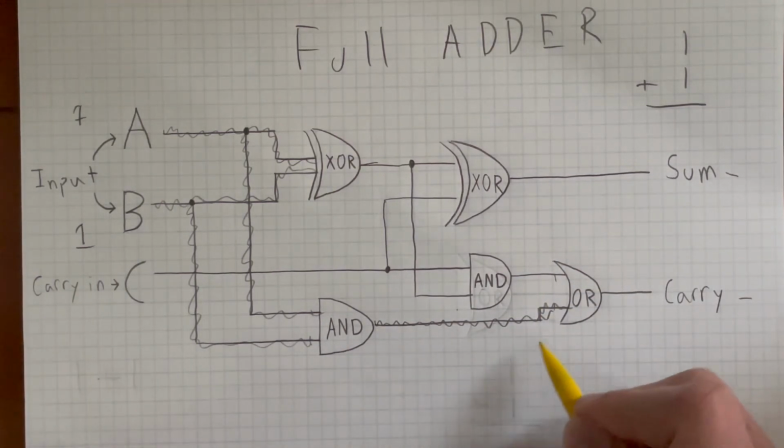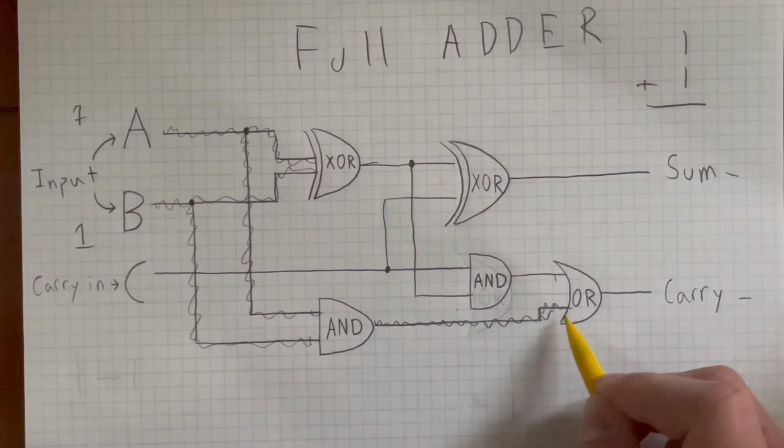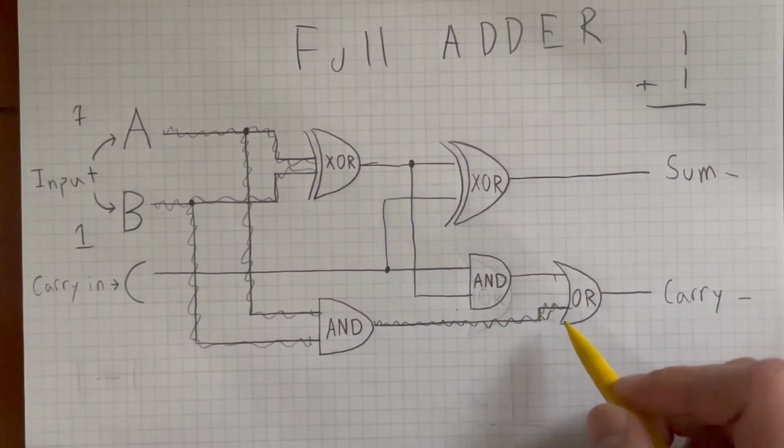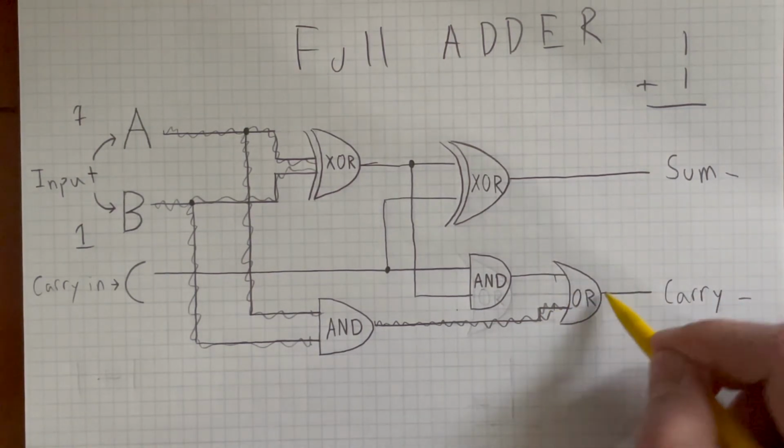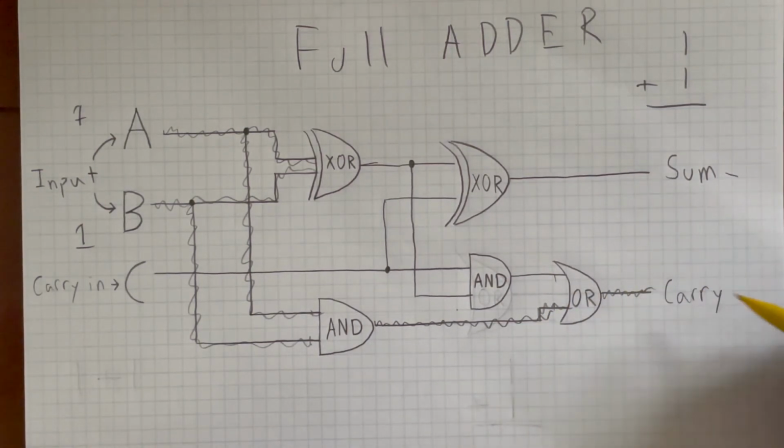This goes into the next gate, an OR gate. And remember, OR gates, they pass signal if one or both are on. 1 is on. So that passes the signal out. And we have a carry signal.